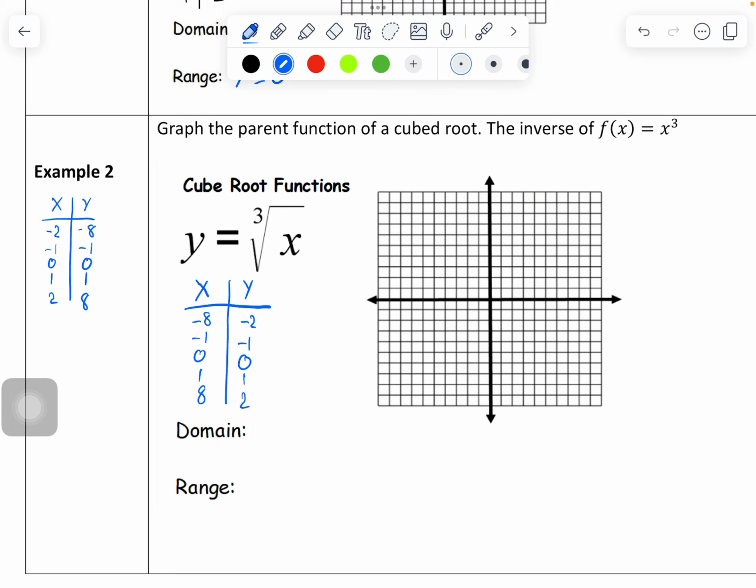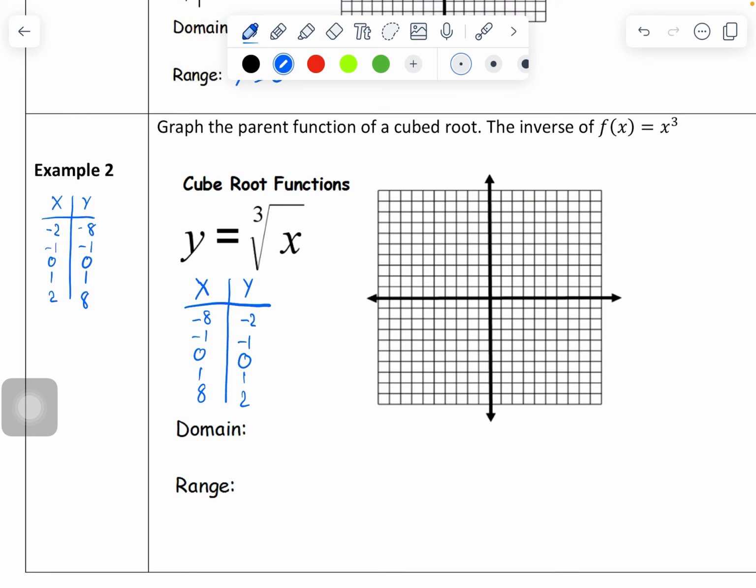Now when I graph these, negative 8, negative 2, that's left 8 down 2 right here. Negative 1, 0, 0, 1, 1, and then over 8, up 2 is right here. We do still get a shape. It's kind of like a snake shape, but it continues, and it used to look something like this when we graphed this function here. This is what we're getting.